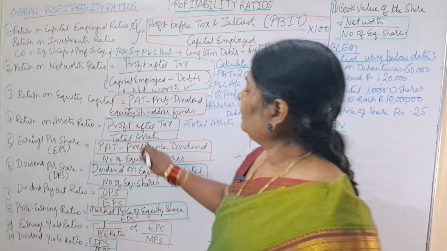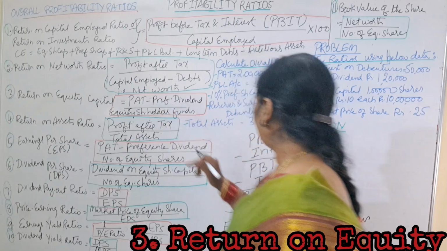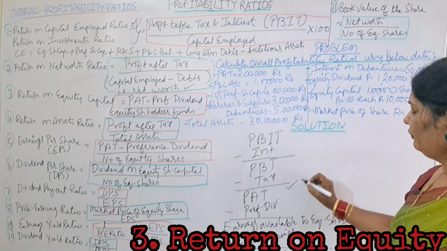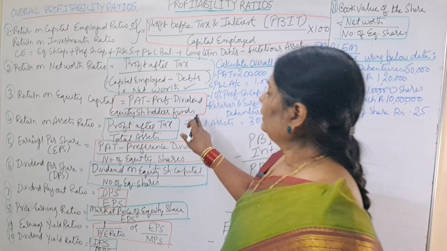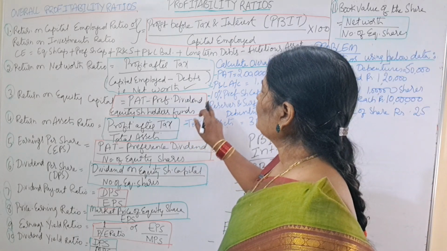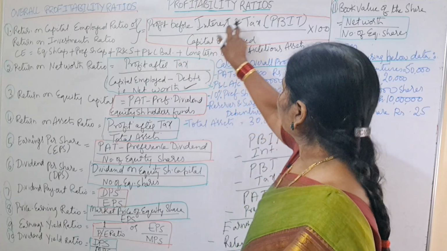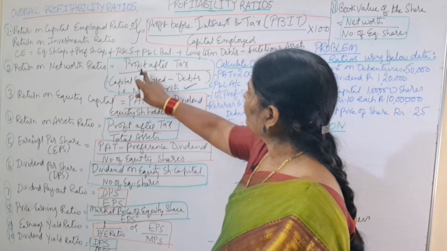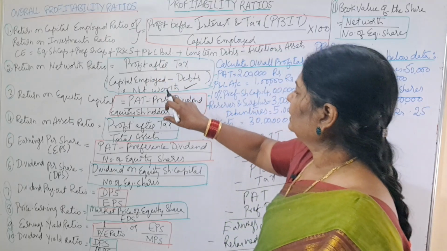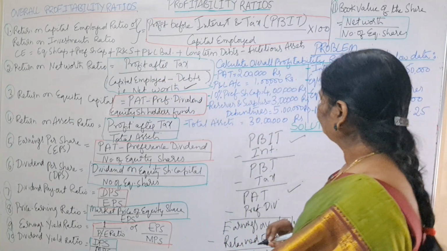Now, if you see this formula, return on equity capital, PAT minus preference dividend. We'll take this amount, from that we'll deduct preference dividend, divided by equity shareholders funds. So in the first formula we have considered profit before interest and tax, and in the second formula we have considered profit after tax. So this is profit after tax.